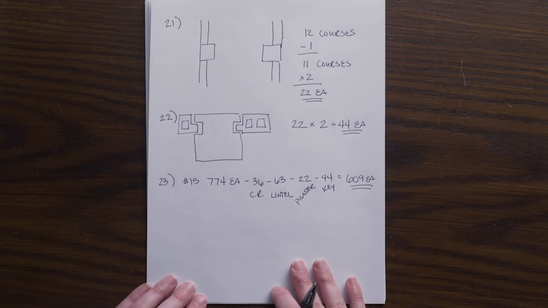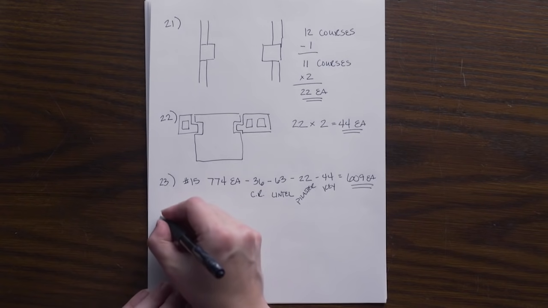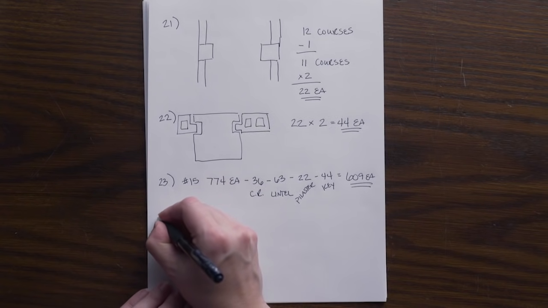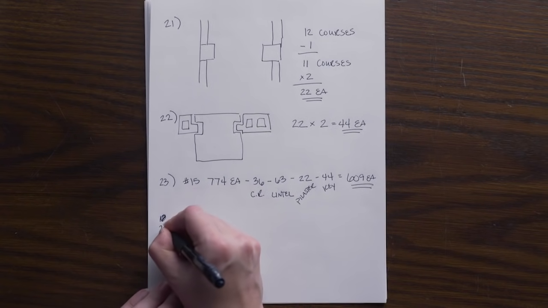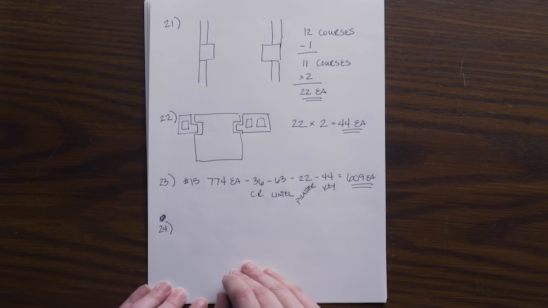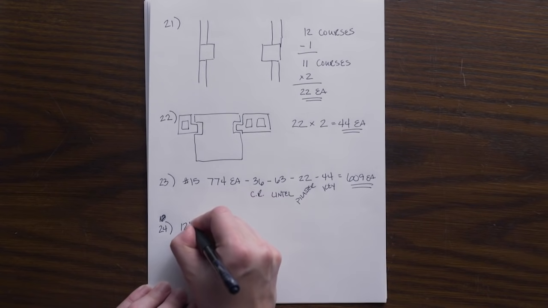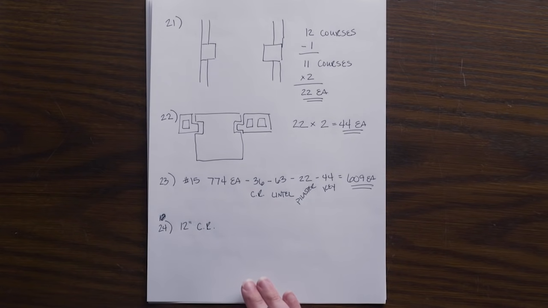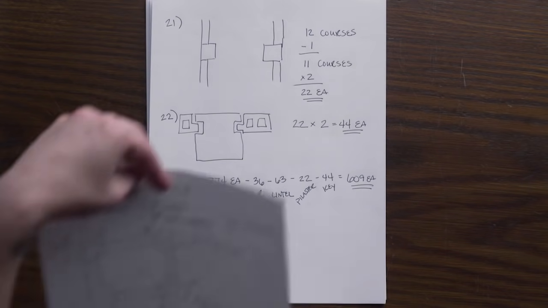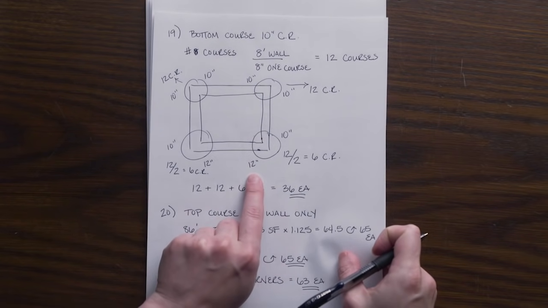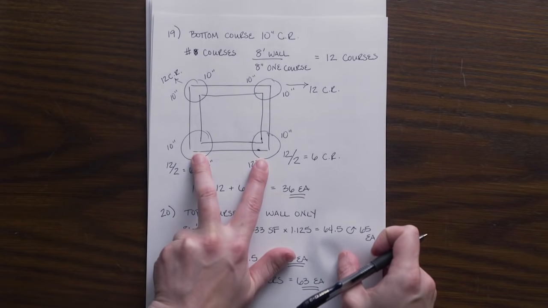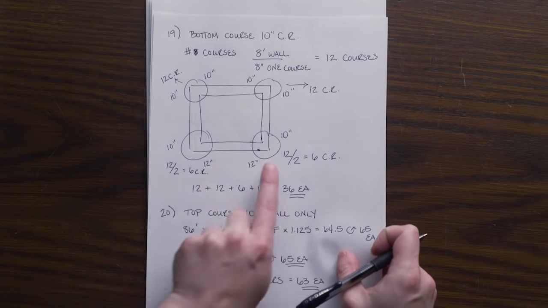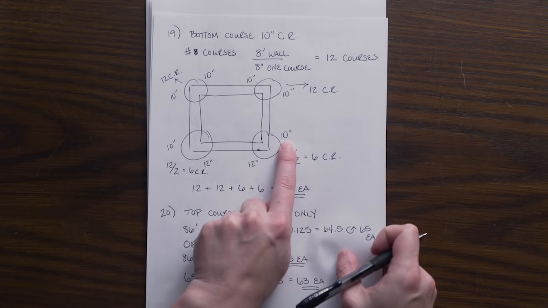The last 2 different type of block we're looking at both relate to our 12-inch. On our 12-inch, all we have are corner returns. So for number 24, we're looking at 12-inch corner return. Just like with our 10-inch corner return, every other course is going to be 12-inch corner return on our front wall. Now we determined that we're starting the bottom with 10-inch.